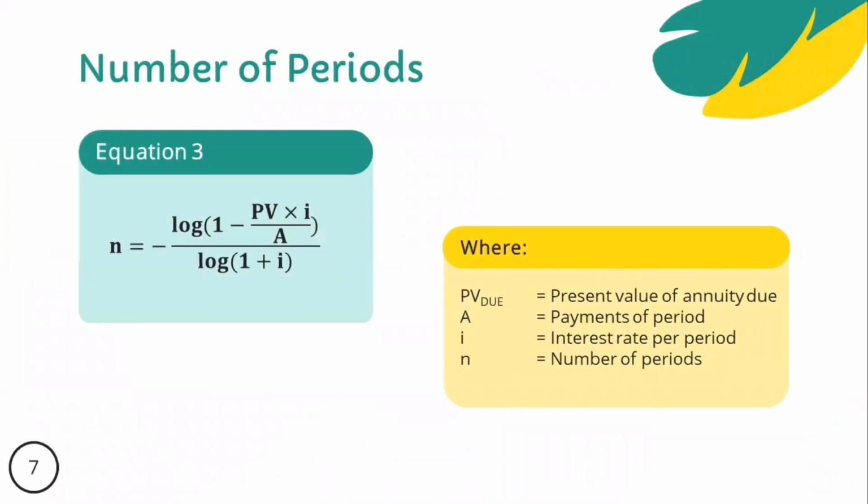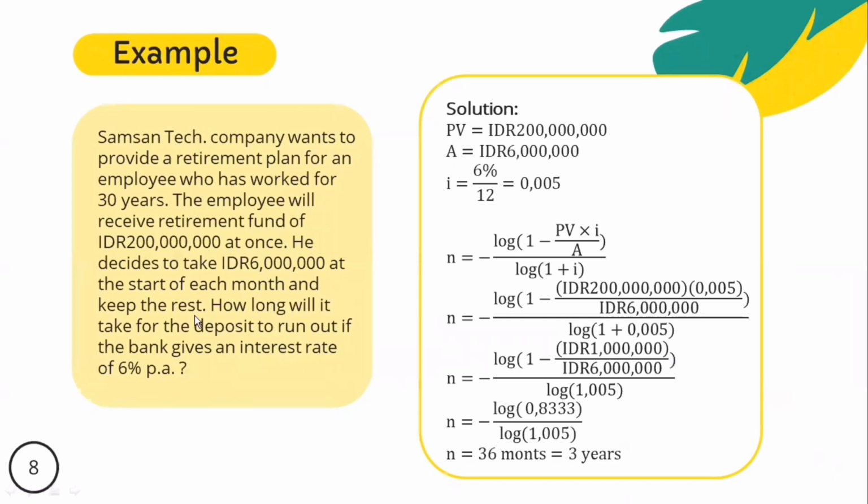Next is number of periods. Number of periods in annuity due is negative logarithm of (1 minus PV times i over A times (1 plus i)) divided by logarithm of (1 plus i). This is the example. Substituting this information to the formula of n, we get number of periods is 36 months or 3 years.